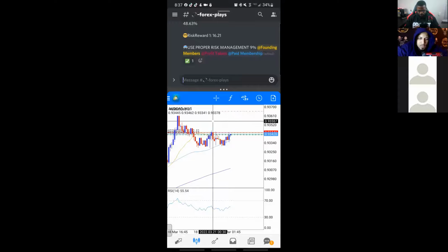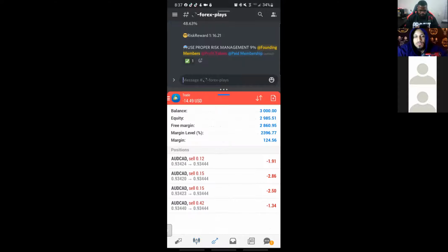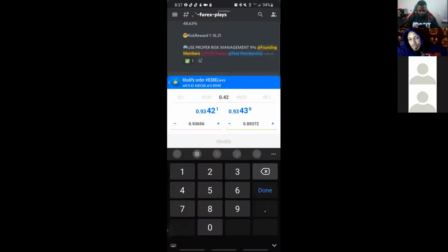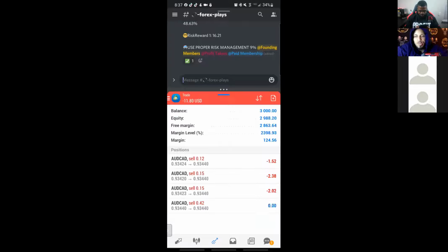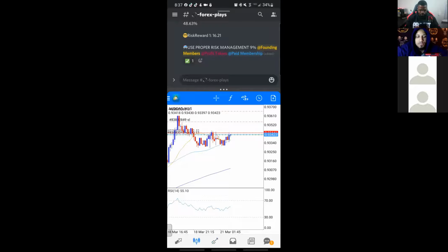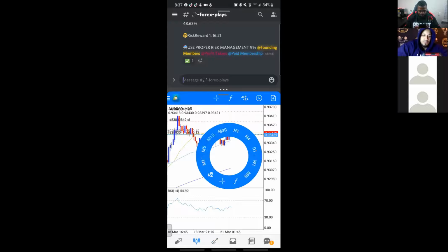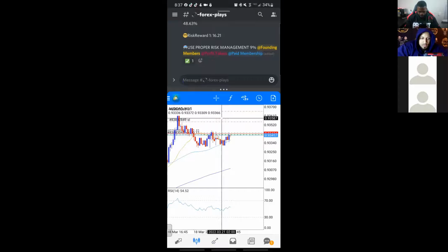This point, if we look to the right, is 0.93551. So we'll hold one of our trade setups, hit modify, and put 0.93551 and just hit modify. You're going to have to modify those 3 trades individually. So after I hit modify, as you can see, the stop loss has been moved and it's now here. You guys see that? Yeah. And that's it.